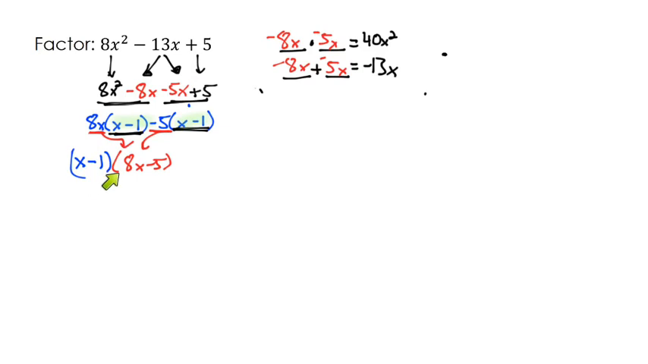And so if you weren't sure if that was the right factorization of this trinomial, you could always just multiply those back together with distribution. I think you'd find that it's right.